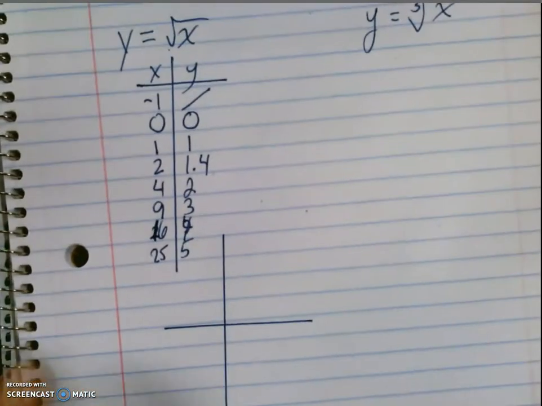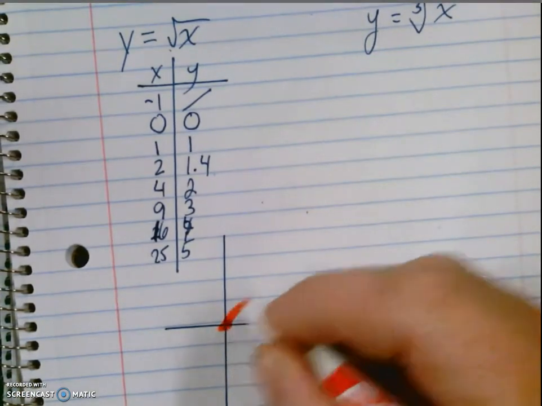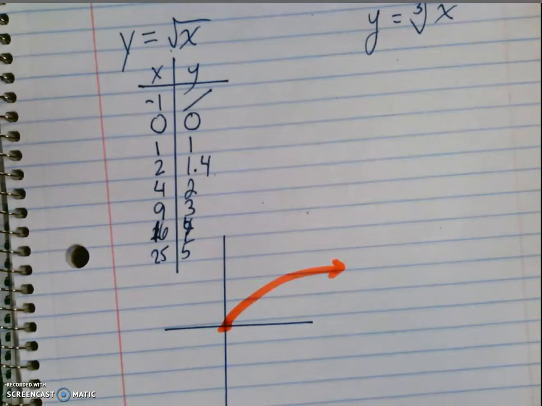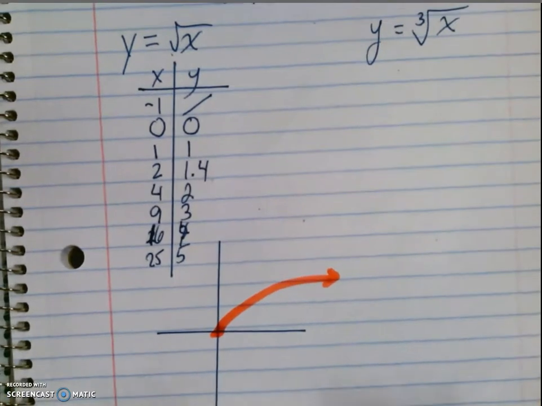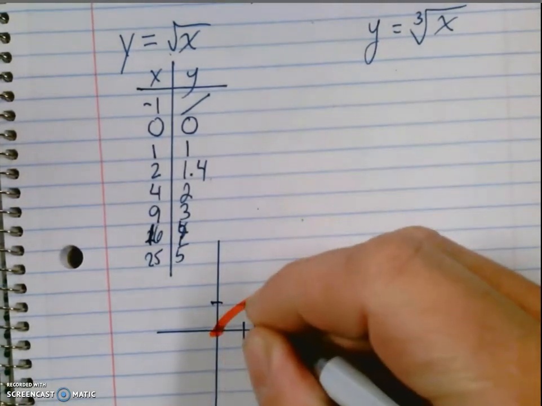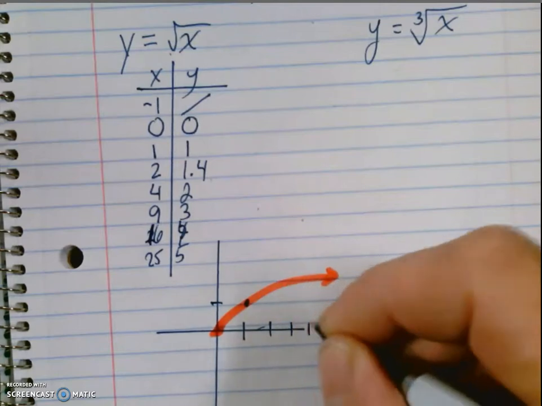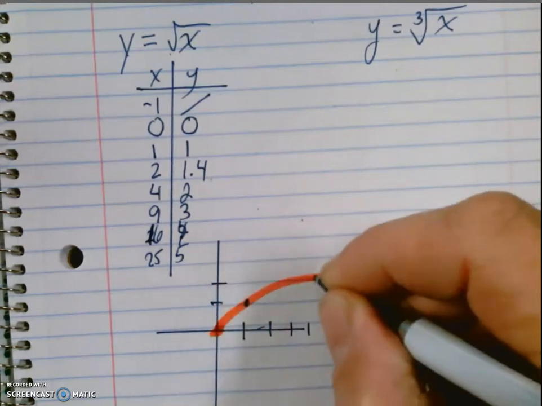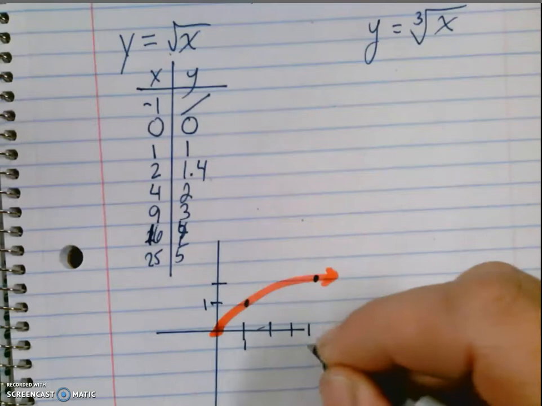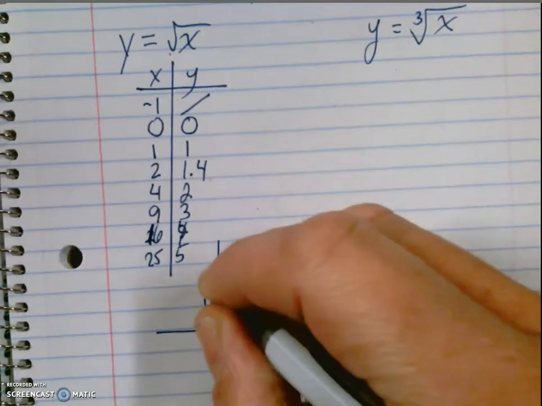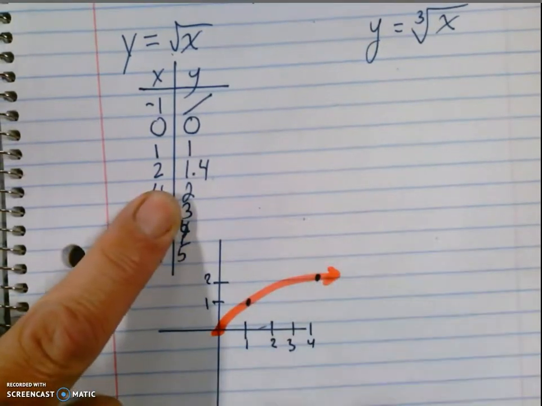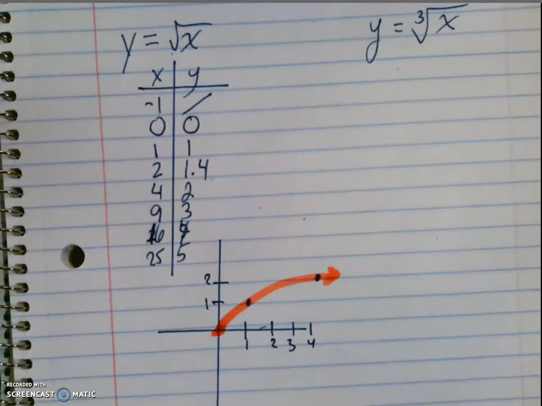So your graph would start at 0, 0, and then go on from there. Okay, I'm just doing a quick sketch here for our purposes. What it would do, though, is it go through 1, 1, 2, 3, 4, and at 4, 2, right around there. Something like that. But it would not go into the negative. That's the main thing we want to see about this graph.